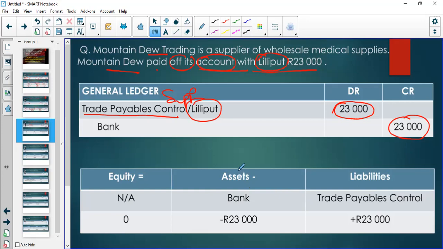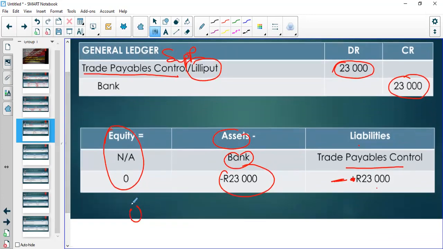So of course the assets are always going to decrease by the bank. There's no effect on equity, but then our trade payables control has decreased, not increased, has decreased by minus 23,000, right? Because what we owed has decreased. And if you want to do a check, 0 is equal to minus 23 plus 23. All right, so a little bit of mathematics there should show you that that's a 0.